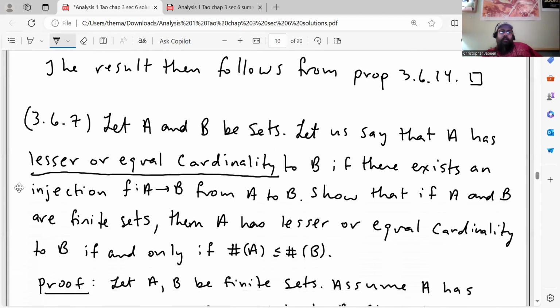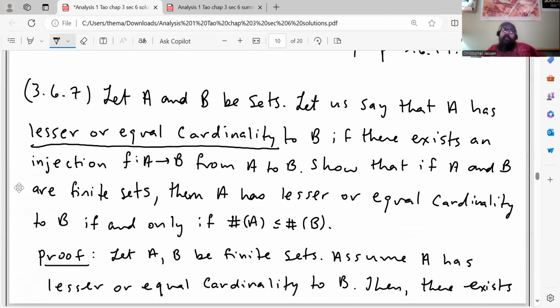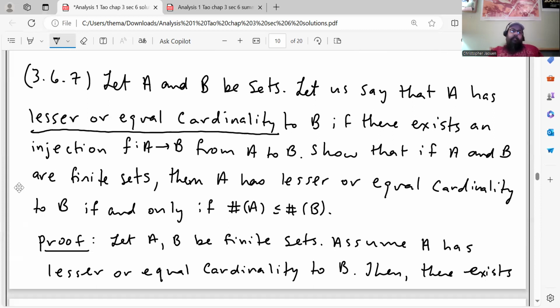Next is 3.6.7. Let A and B be sets. Let us say that A has lesser or equal cardinality to B if there exists an injection f from A to B. Show that if A and B are finite sets, then A has lesser or equal cardinality to B if and only if the cardinality of A is less than or equal to the cardinality of B.